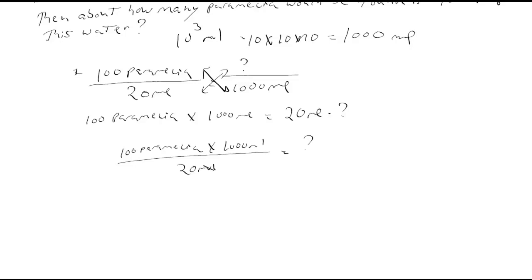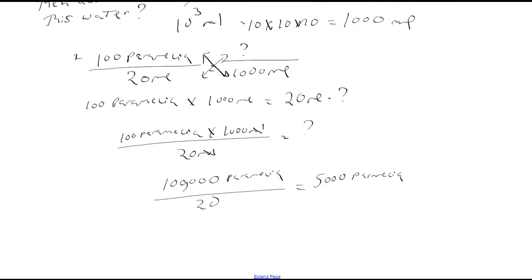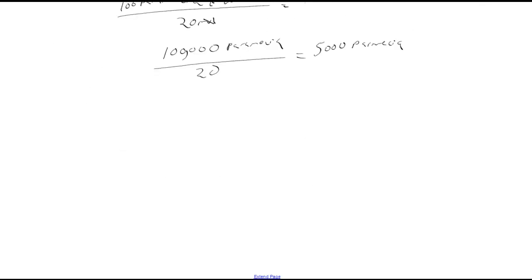Now, since these units cancel out, we can do our multiplication and say 100 times 1,000, which is going to give us 100,000 paramecia divided by 20, which is going to equal 5,000 paramecia. Okay, that was strategy one.